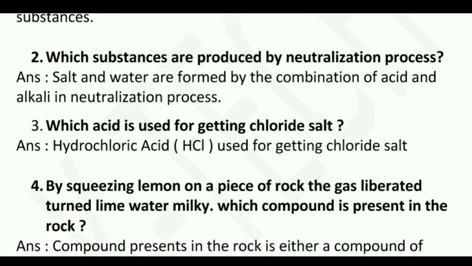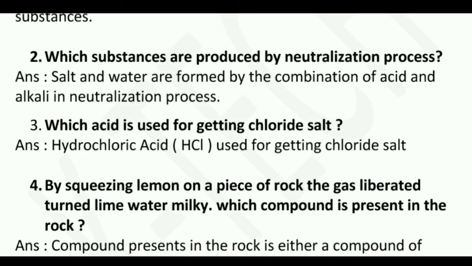Question number 2. Which substances are produced by neutralization process? Answer, salt and water are formed by the combination of acid and alkali, that is base, in neutralization process. So children, in the neutralization process, salt and water are formed by the combination of acids and bases.